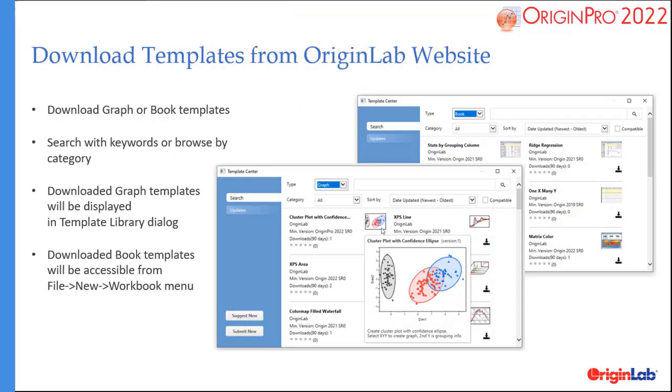Origin ships with many graph and book templates. Now we have added the capability to download extended graph and book templates from the OriginLab website. You can simply open the Template Center dialog from the Tools menu and search for templates by keyword or category. Once you have browsed a template, you can simply click the download button to download it. The downloaded graph templates will be displayed in the Template Library dialog, and the downloaded workbook templates will be accessible from the File, New, Workbook, or File, New, Matrix menu.